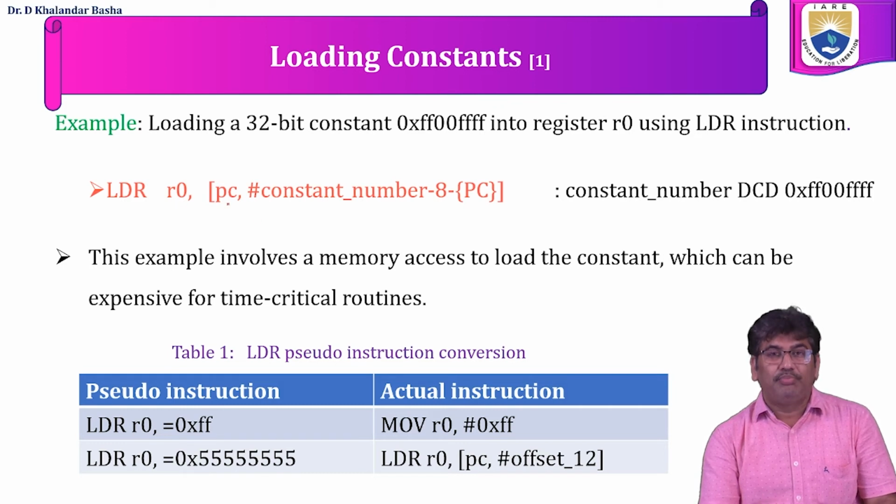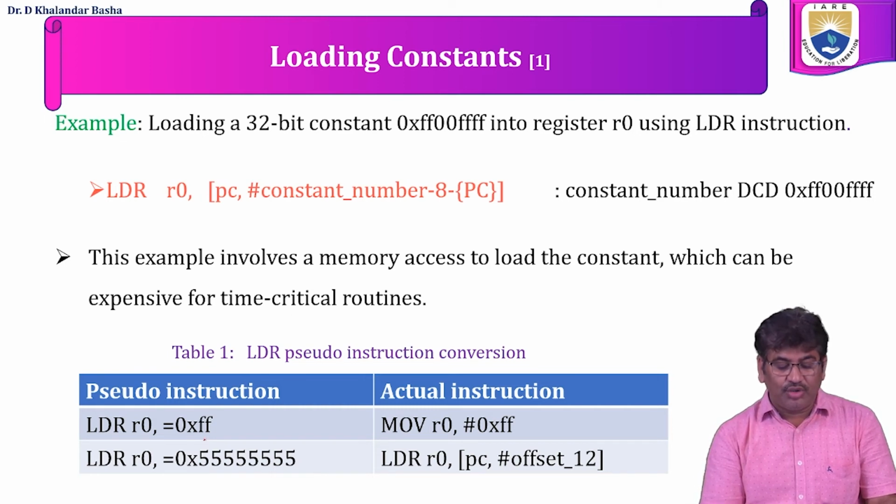LDR R0, [PC, #8] and then the constant, which we write as DCD, that is 0xFF00FFFF. This example involves a memory access to load the constant, which can be expensive for time critical routines. Table 1 gives the LDR pseudo instruction conversion. LDR R0, =0xFF we can directly load with the move instruction, MOV R0, #0xFF. If you write the instruction LDR R0, =0x55555555, this is the same as writing LDR R0, [PC, #12 bit offset].